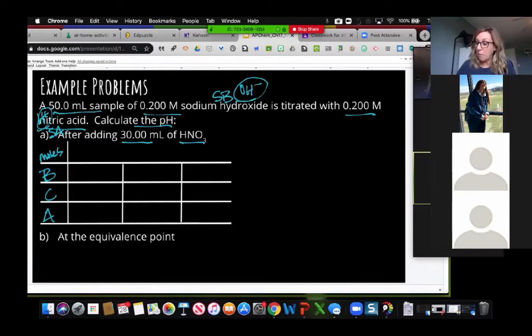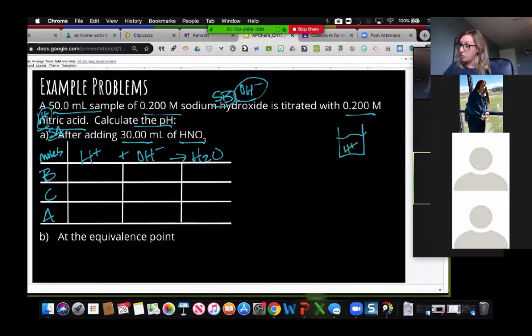Okay, so when we set up a BCA table for strong acid, strong base, which is what we're doing here, all you need is H plus plus OH minus generates water. Because in that solution, when those two things are mixed together, that's what's reacting. So in the acid in the bottom, you have H plus, you're dropping in OH minus, and then that's going to combine together to make water.